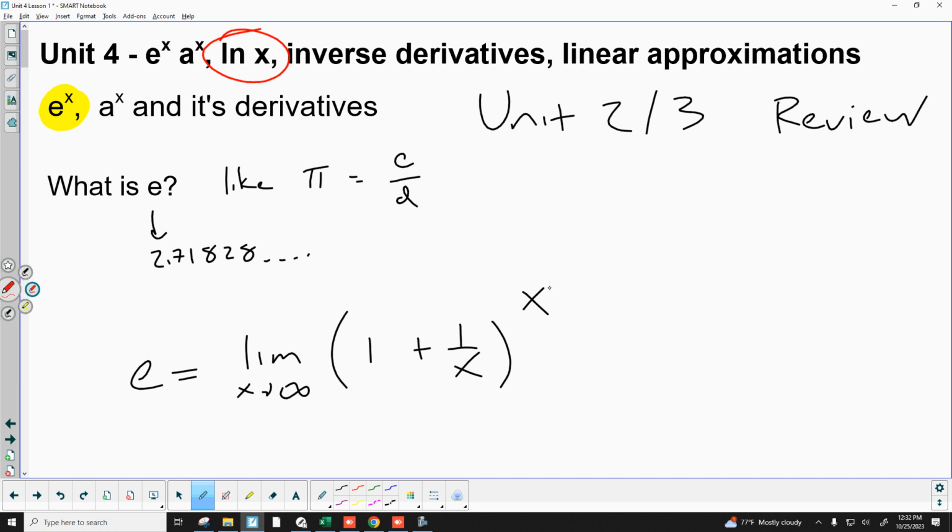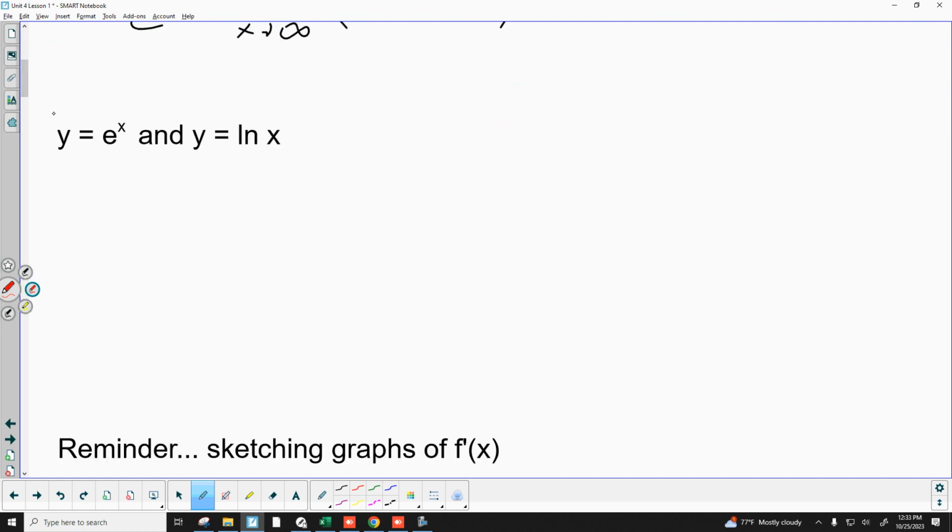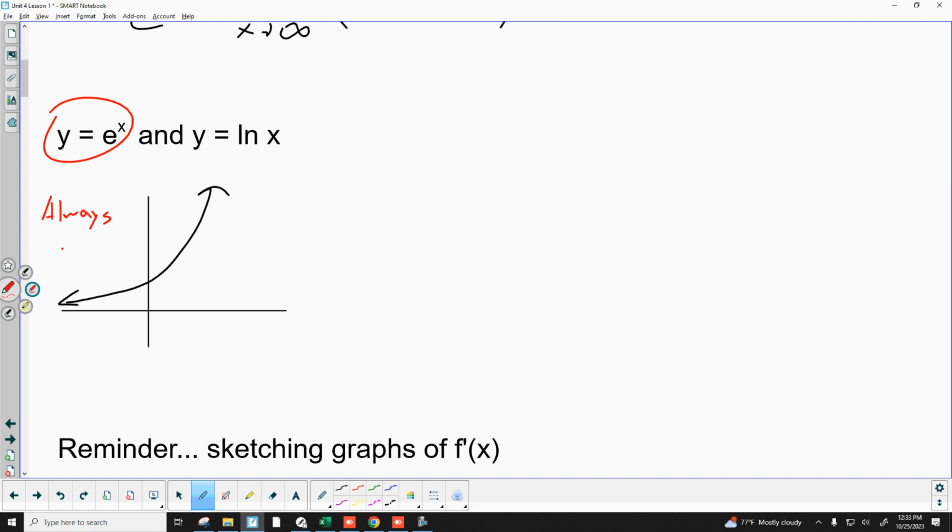Notice X is in the exponent. Well, E likes to show up in the base of X to the exponent. E to the X is a naturally occurring function in mathematics. And we've looked at e to the x before. In Unit 1, we talked about how it is a very fast-growing function in one direction, and it's a no-growth function in the other direction. One thing we didn't specify is that it's always positive. But it looks like that.